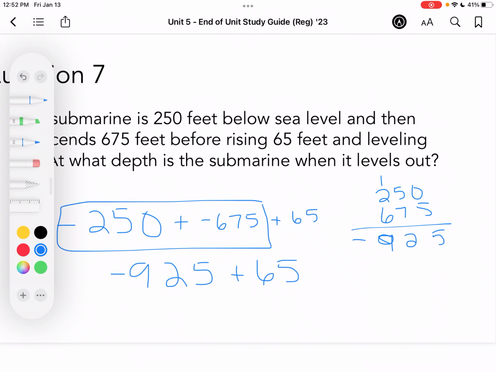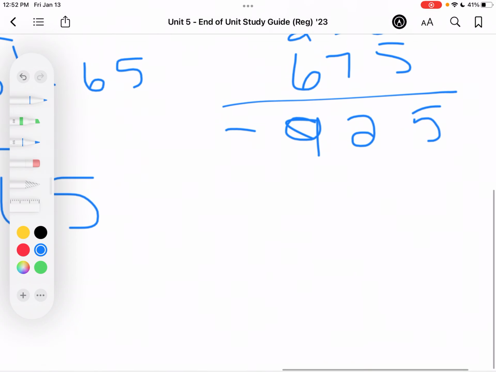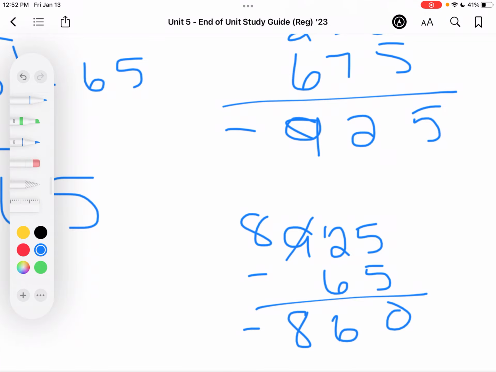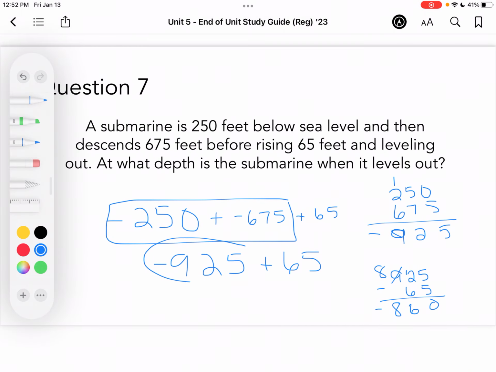My signs are different, so I'm going to subtract. So I know that there are more negatives than there are positives, and I know it's a submarine, and I know that it's below sea level. So I know that it's going to be definitely negative. So I've got negative 860.